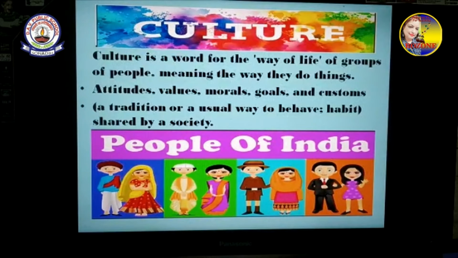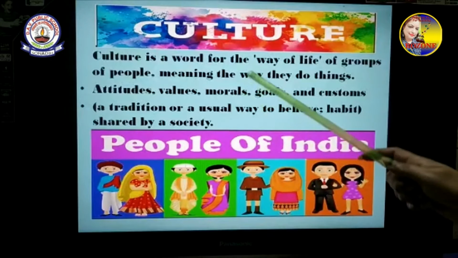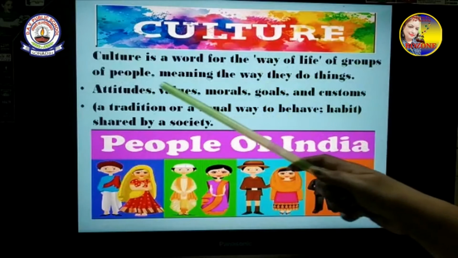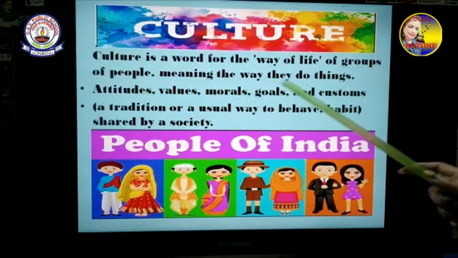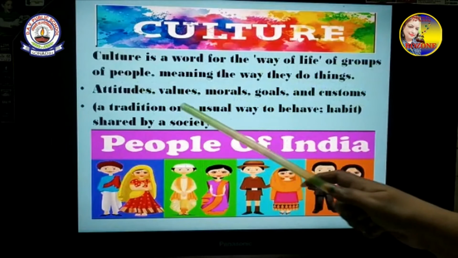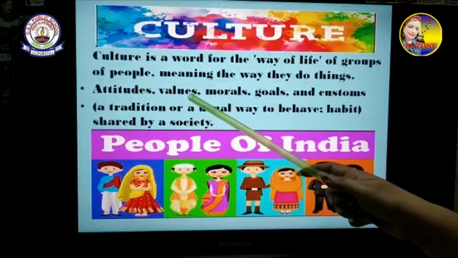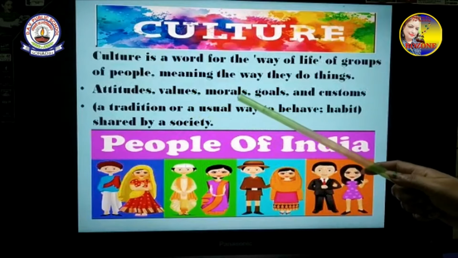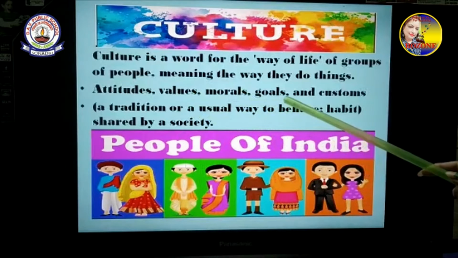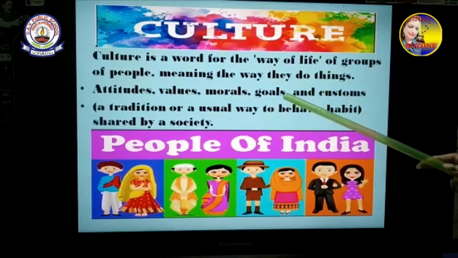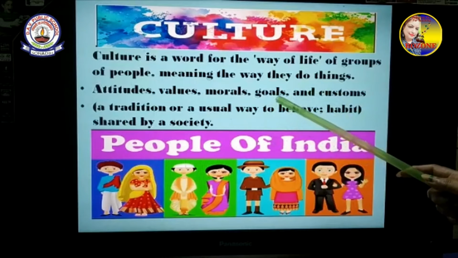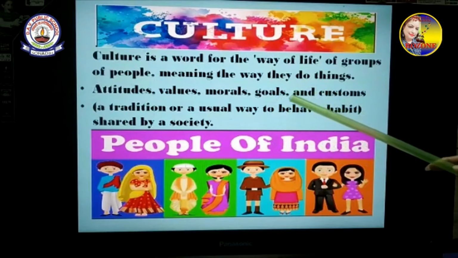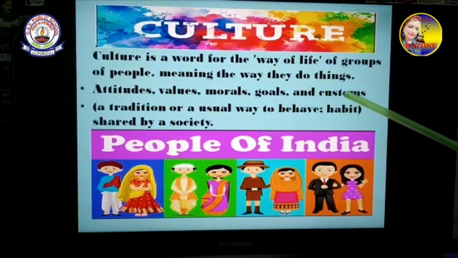So over here we can see culture. What is culture? See, culture is a word for the way of life of groups of people, meaning the way they do things: their attitudes, their behavior, values, what good things they have in their morals. They carry out so many good tasks they do for the society and for their family members, and goals. What is their aim, the family's aim, and customs.